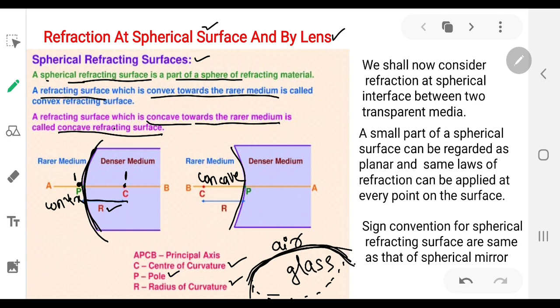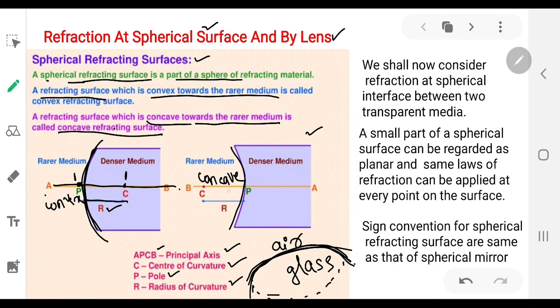Now you can draw a line which passes through the pole of the refracting surface and the center of curvature. That line is called the principal axis. APCB is the principal axis. The same you can refer to for a concave refracting surface also.